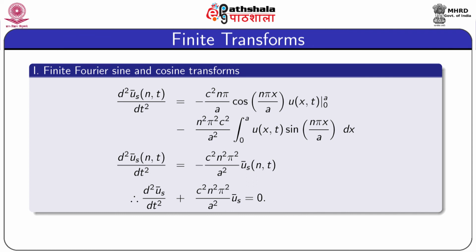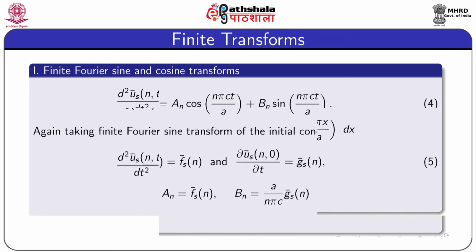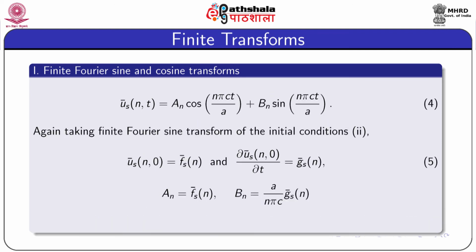Therefore the given equation reduces to an ordinary second order differential equation and its solution can be written as a combination of sine function and cosine function. So u_s bar equals a_n cos n pi c t by a plus b_n sin n pi c t by a.